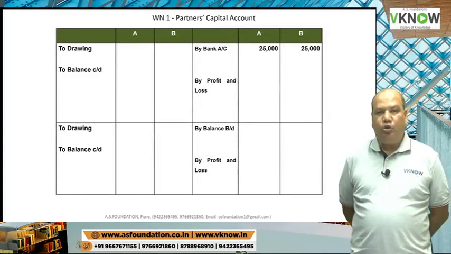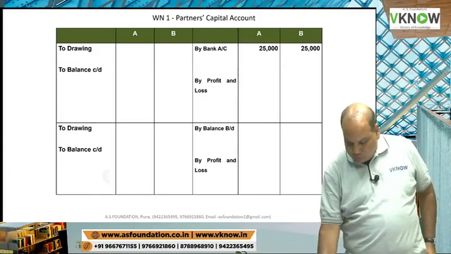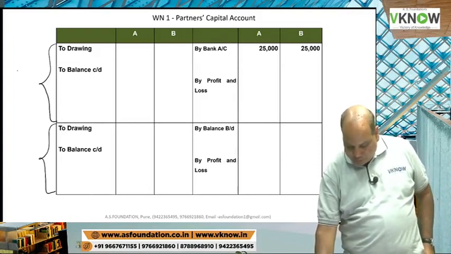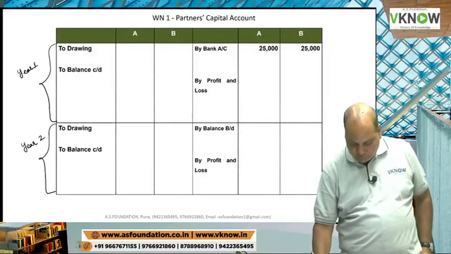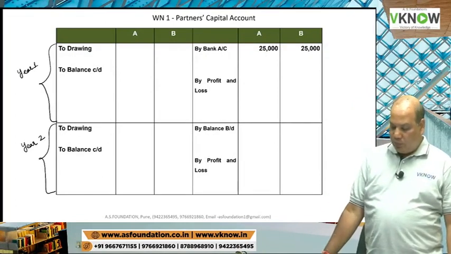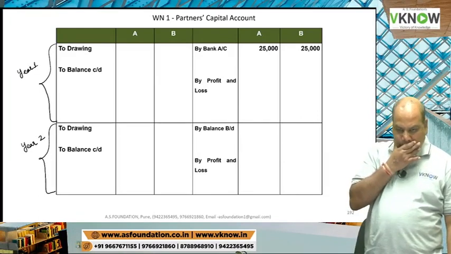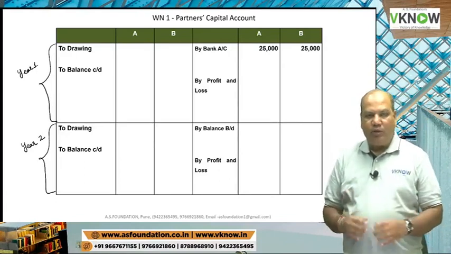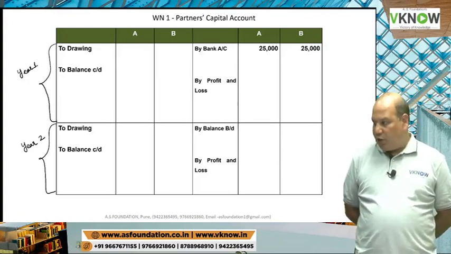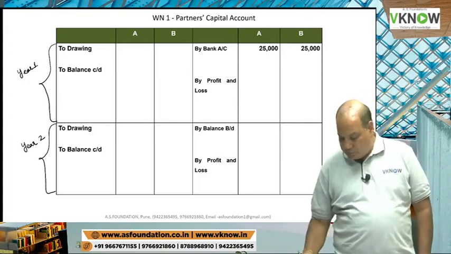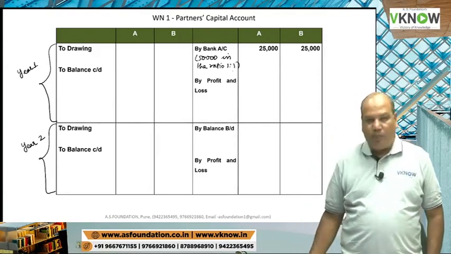Then you come to working notes. Working note 1, and it is a problem of 2 years. So you have seen this is first year and this is second year. Format is more or less same for both the years. So write down 2 columns on the right side: partner A and partner B. First year credit side, write by bank 25,000, that is capital introduced 50,000 in the ratio of 1 is to 1.